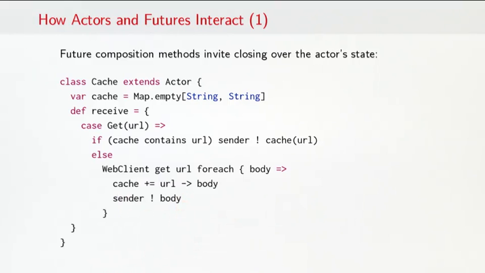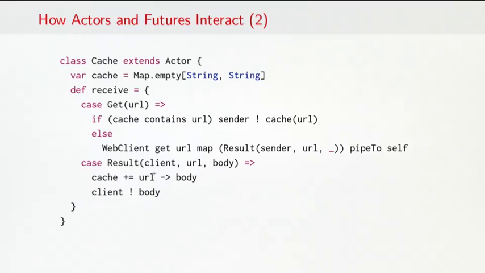The first problem is exactly like in the scheduler case: this access to the cache happens from outside of the actor's scope, namely in the scope of the callback on the future. If the actor runs at the same time, then both may access the cache variable and there might be clashes.